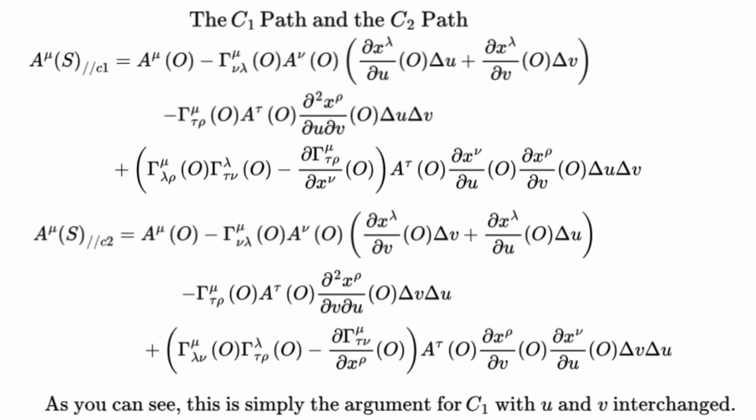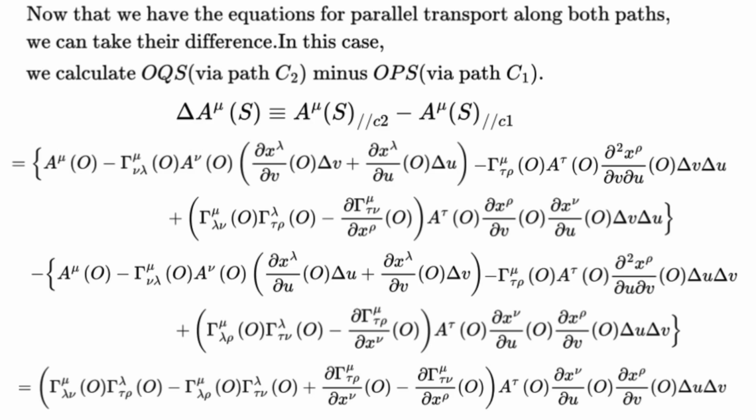The C1 path and C2 path. As you can see, this is simply the argument for C1 with U and V interchanged. Now that we have the equations for parallel transport along both paths, we can take their difference. In this case, we calculate OQS via path C2 minus OPS via path C1.